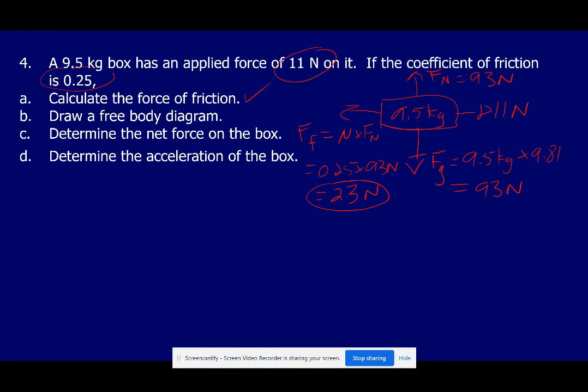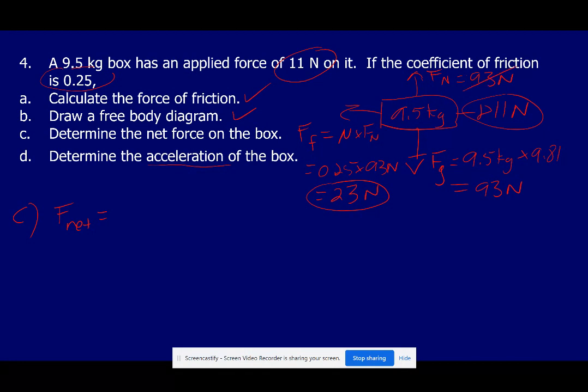So now I've done A, I've drawn the free body diagram, I've used the free body diagram to get a bunch of different things. So let's now do C. C says find the net force. Now some of you will think, well, I know how to do that. You go mass times acceleration, but we don't know the acceleration. As a matter of fact, the last part of the problem asks for acceleration. So the net force is just going to be the sum of the forces on the object.